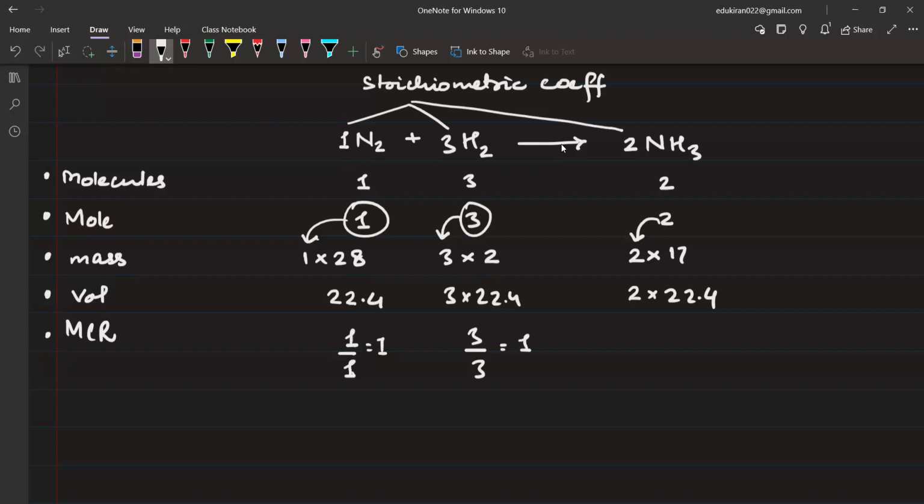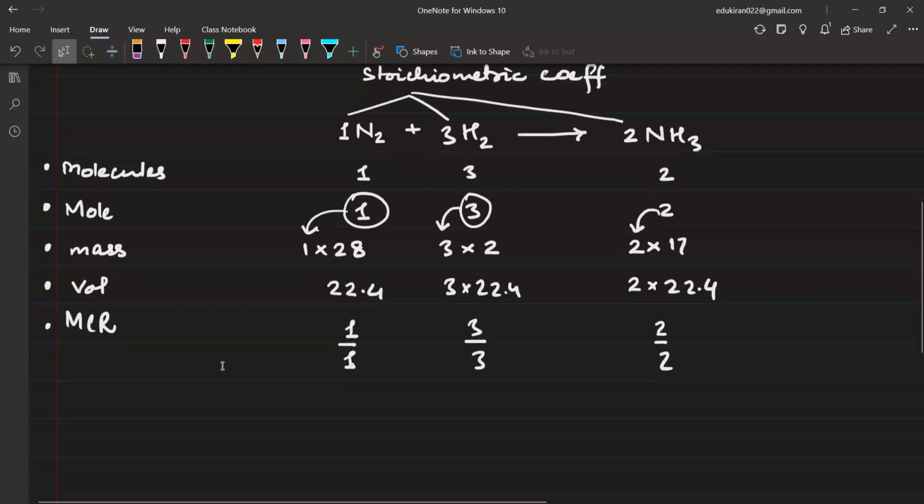It is 2. Its coefficient is also 2, so 2 by 2. So what I can really see here is that all the mole to coefficient ratio is the same in a balanced chemical reaction. Can you see that? Yes or no? Please tell me. Yes, sir. Okay.